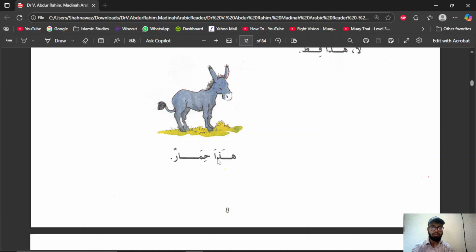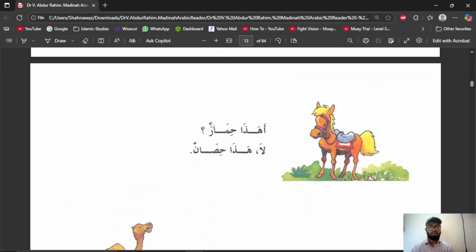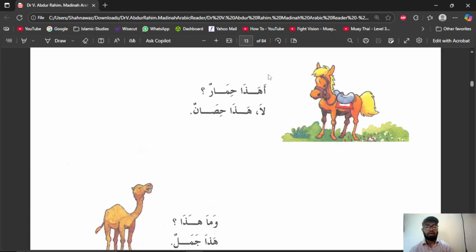Hada himarun. Himarun means donkey. Hada himarun means this is a donkey. Ahada himarun. Is this a donkey? This doesn't look like a donkey. It's like a horse. So horse in Arabic is called hisanun. So it says la hada hisanun. No, this is a horse.